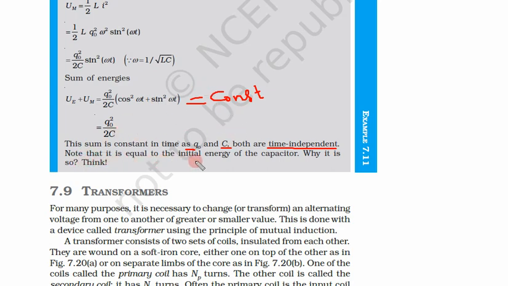Note that it is equal to the initial energy of the capacitor. Why is it so? Think about it. Here we have seen that in LC oscillations the sum of electrical and magnetic energy remains constant, as the sum of kinetic and potential energy in a mechanical oscillator remains constant.